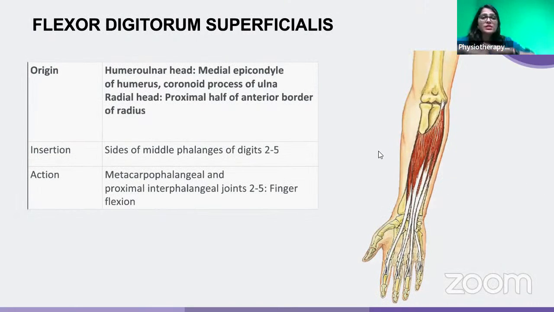Flexor digitorum superficialis, the most superficial muscle of your forearm. Flexor digitorum superficialis is the longest muscle after flexor digitorum profundus. So it also takes origin from the medial epicondyle. It fans out like this and divides into 4 tendons, and it gets inserted into the 2nd, 3rd, 4th, and 5th middle phalanges. Like this, on the middle phalanges on the sides, it will get inserted.